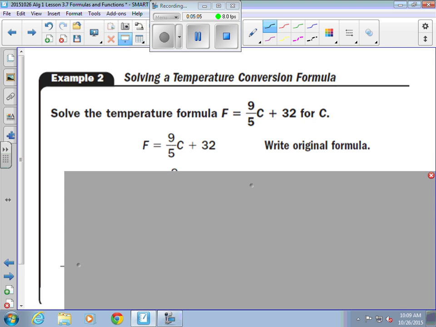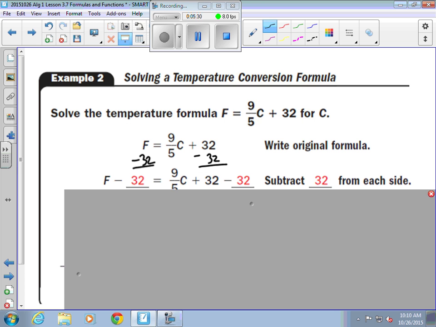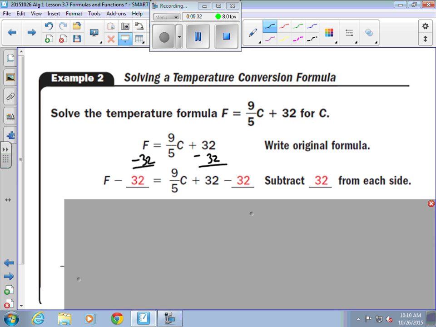Number 2 is solving a temperature conversion formula. Again, same thing. That is just more than one step. It's not as simple as undo multiplication by dividing. This one you have to undo your order of operations in reverse. So you undo addition and subtraction first. You undo plus 32 on both sides. So if you subtract 32 here, you subtract 32 on the right, you do the same on the left. That gives you F minus 32 is equal to 9 over 5 C.